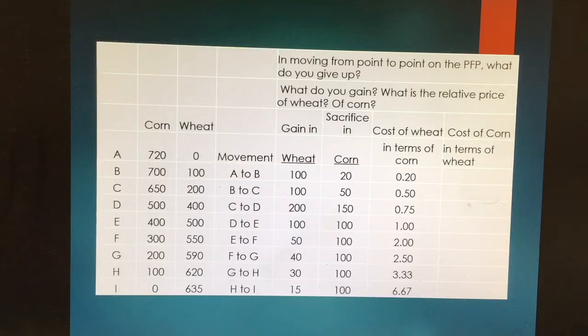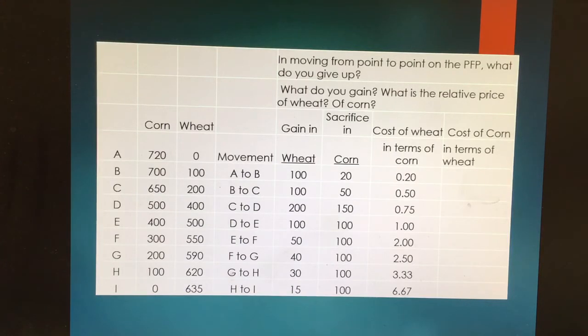Well, let's go to point C. Notice there, in going from B to C, again we gained 100 bushels of wheat, but we gave up 50 bushels of corn this time, a bit more than going from A to B. And so the ratio, that is, the cost of the corn that we gave up relative to the wheat that we gained, is now 0.5. We gave up 0.5 bushels of corn production for every bushel of additional wheat production.